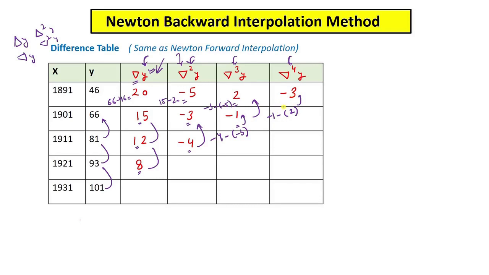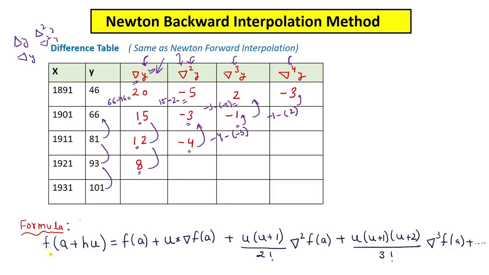Now, the difference between the forward and backward methods is in the formula. So let's see how we will apply the backward interpolation method formula. This is our formula for the Newton backward interpolation method.